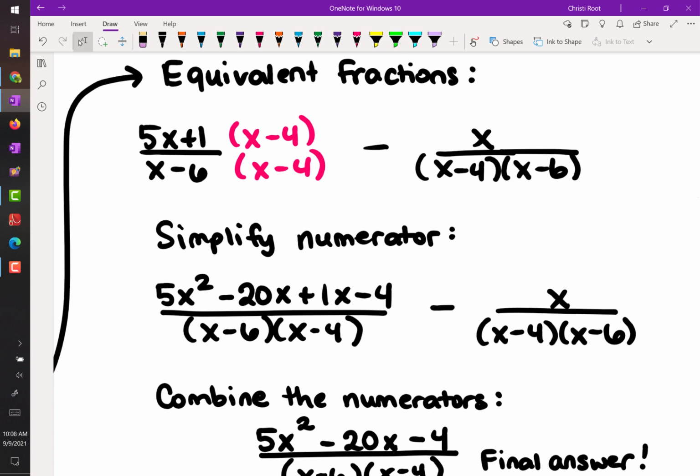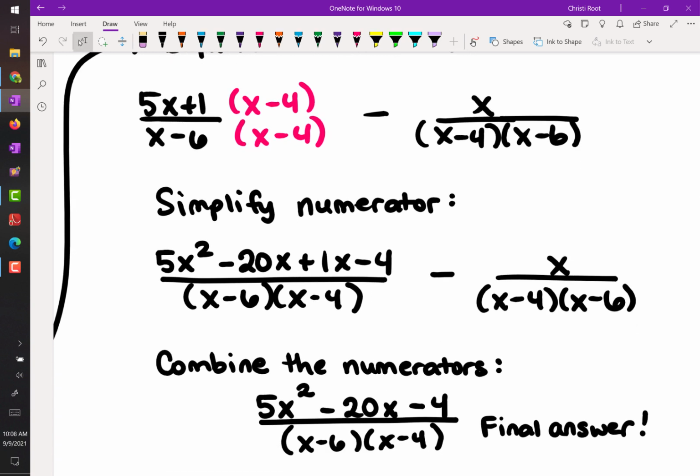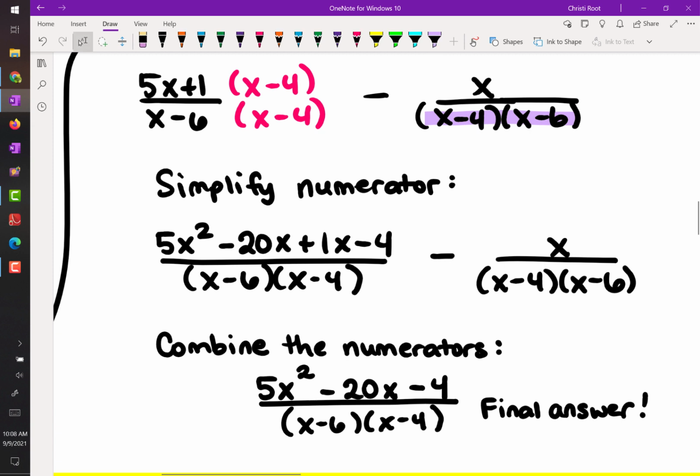And then here I am creating an equivalent fraction. So this one already has the least common denominator. I don't have to change anything in that second fraction. But the first fraction is missing part of it, right? It's missing the x minus 4 part. So I'm taking the x minus 4, multiplying it top and bottom, and I just want to make sure that you're following me. So you see this right here?